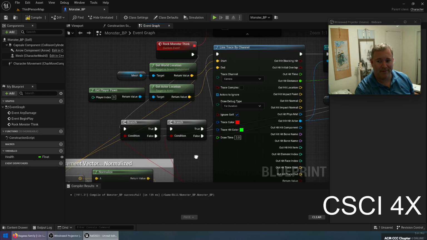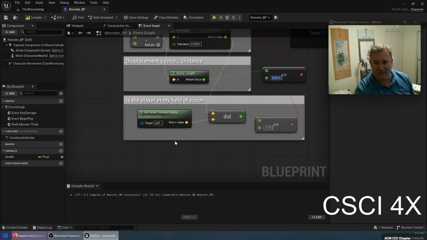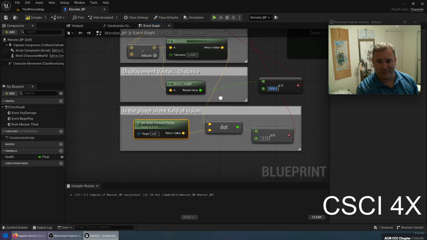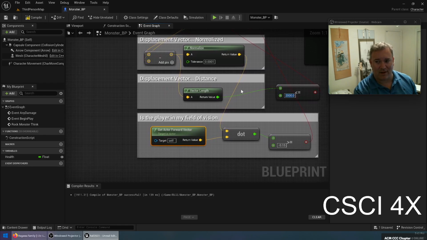Okay. And so the tools that you need to succeed, you can get the forward vector. That is the direction you're looking. You can get the forward vector of the monster. You can get the forward vector of the player. Okay. And I want you to figure this out instead of just copying my blueprints. I want you to figure it out. Show me you understand dot product.